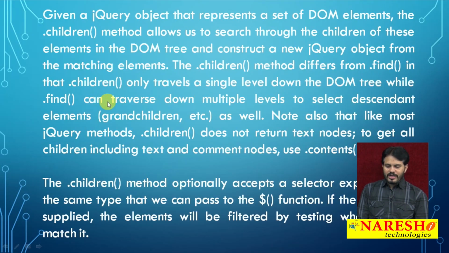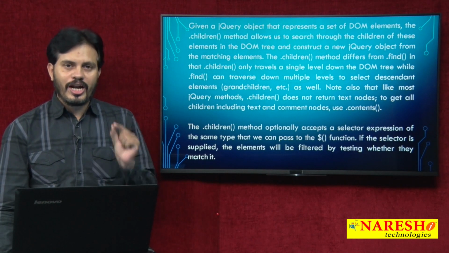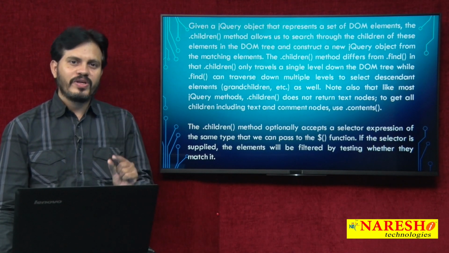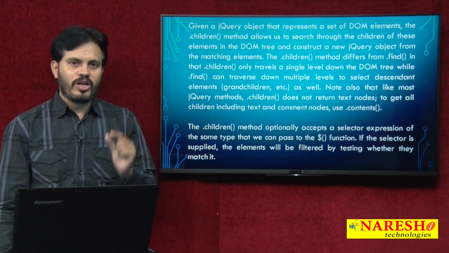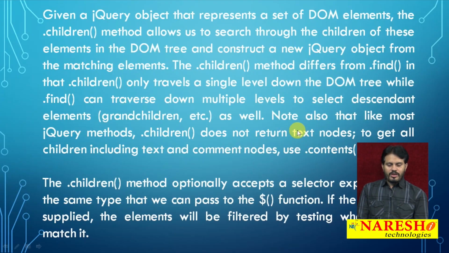While the find method can traverse down multiple levels to select descendant elements, nothing but grandchildren elements, the children method is used to select only direct children of each element in the matched elements, not their grandchildren elements. As well, note also that like most jQuery methods, the dot children method does not return any text nodes.